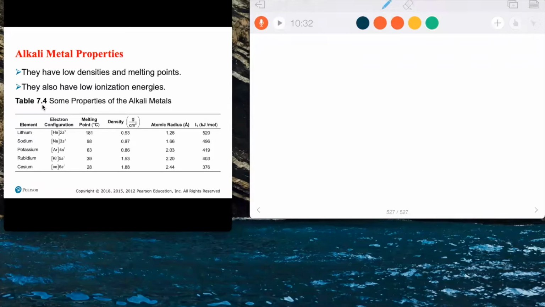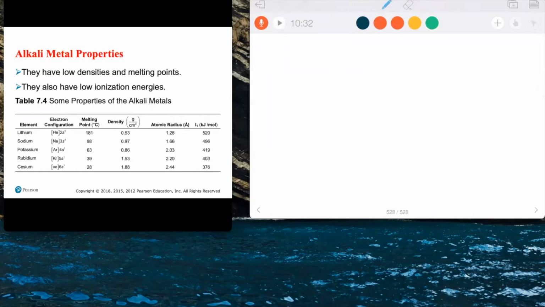Table 7.4, if you look at table 7.4, there is a pattern here in terms of physical properties. Look at the atomic radius. What happens as you go down a group? Just like the trend on the radius we looked at last time.